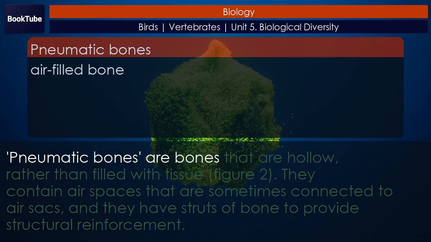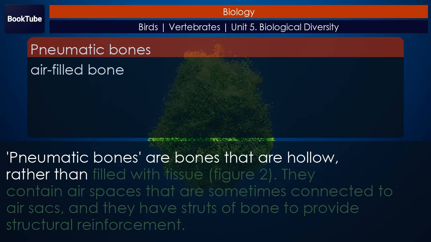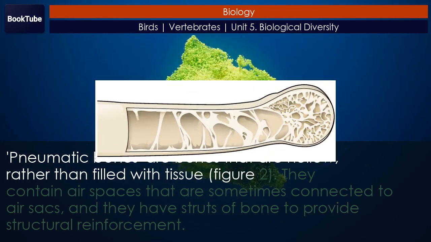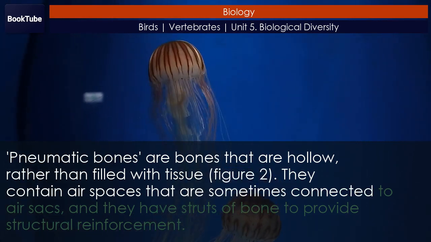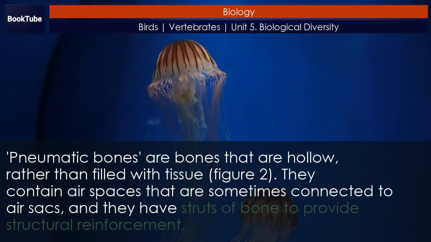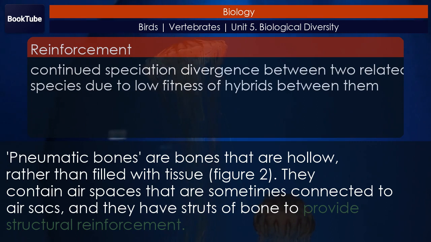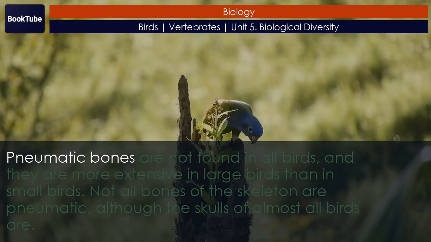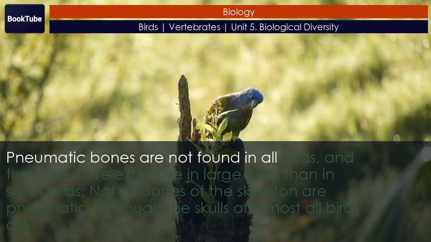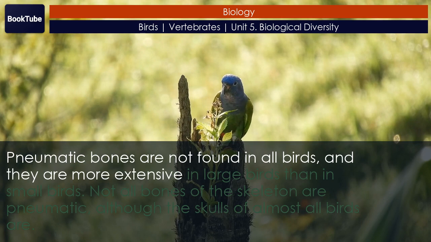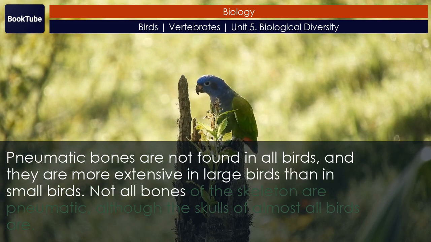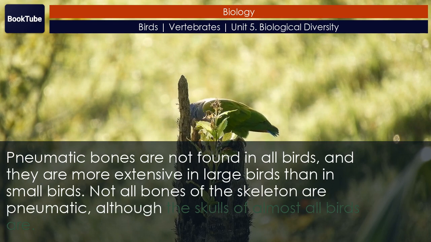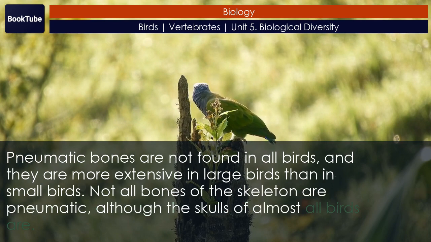Pneumatic bones are bones that are hollow, rather than filled with tissue. Figure 2. They contain air spaces that are sometimes connected to air sacs, and they have struts of bone to provide structural reinforcement. Pneumatic bones are not found in all birds, and they are more extensive in large birds than in small birds. Not all bones of the skeleton are pneumatic, although the skulls of almost all birds are.